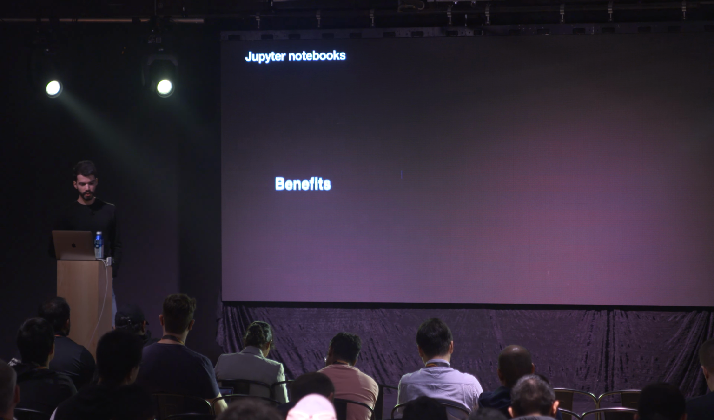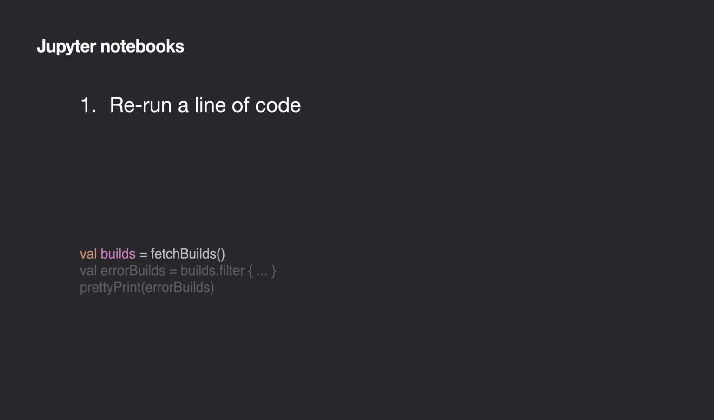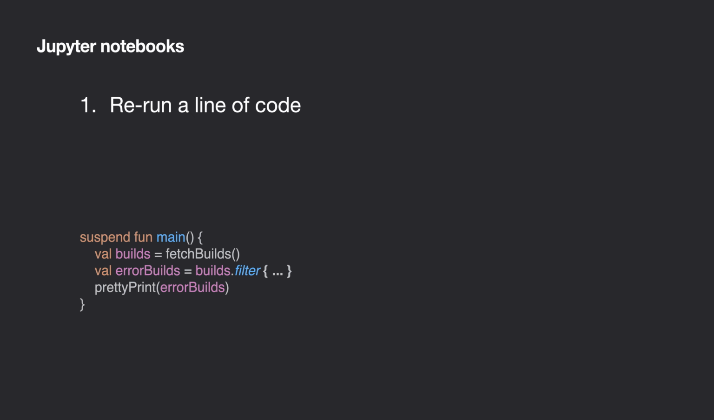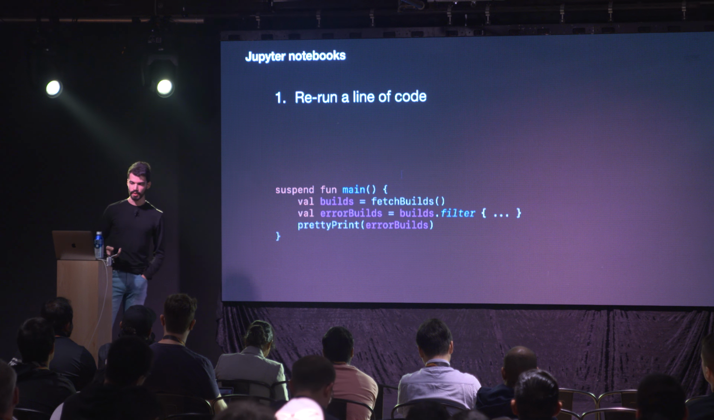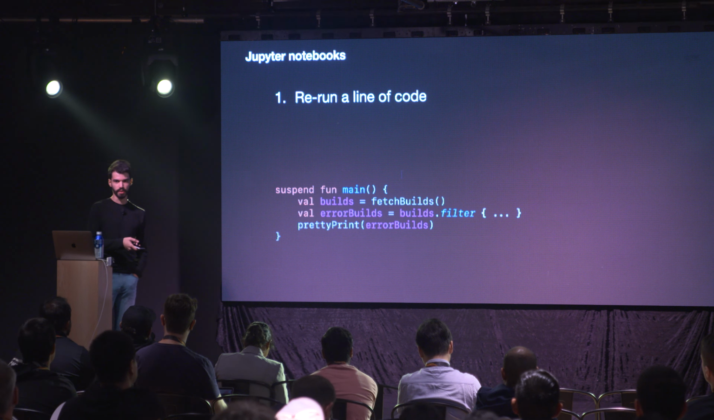So the first benefit would be that we can rerun a single line of code, for example. A simple example, we'll fetch some builds, filter which one of them have one error, and print them. This is usually a single execution unit, so when you want to change how you're printing, you have to rerun everything. That can waste a lot of time, even with the caching that the library actually does for you.